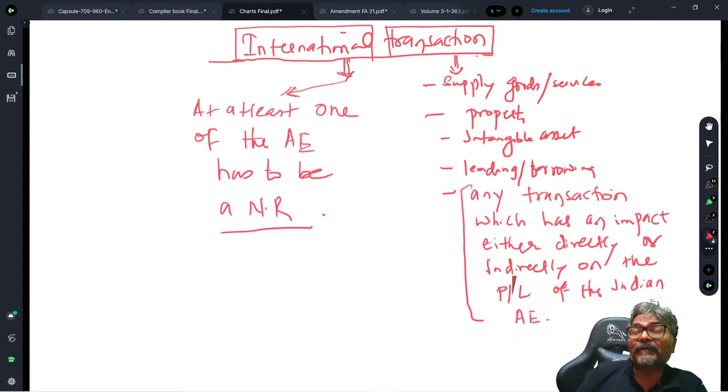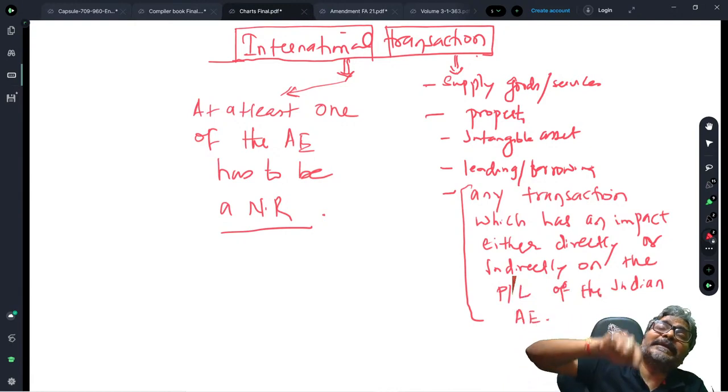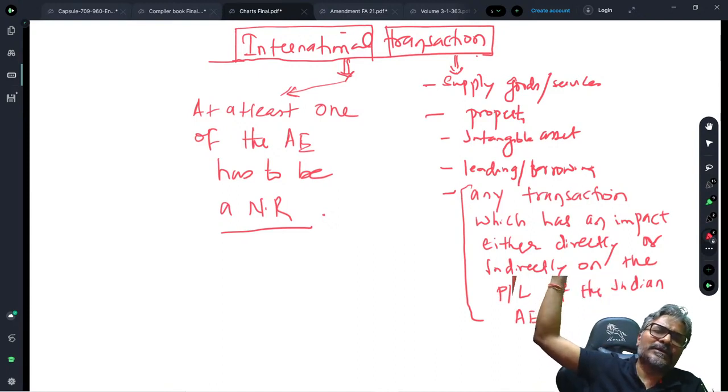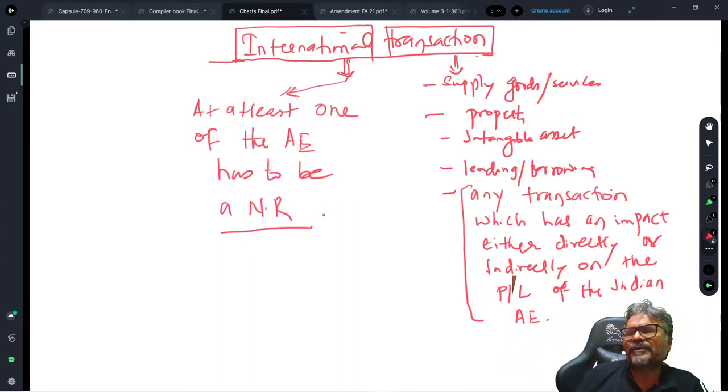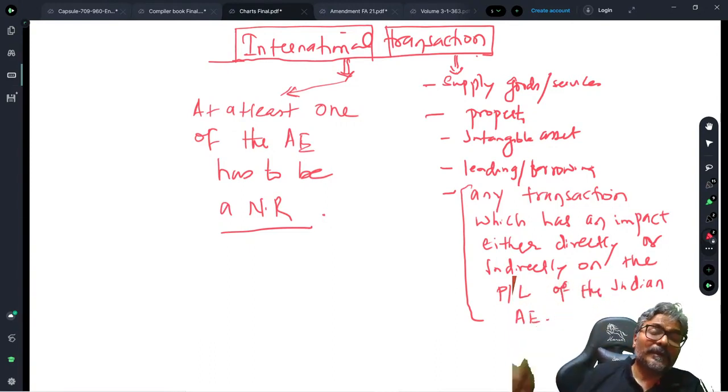In one of the RTPs of the ICAI, this question was covered. There was a case of the purchase of an asset by the Indian AE, which was a subsidiary company, from the holding company, which was US based. So there was a US based holding company transferring their asset to the Indian AE, that is the subsidiary company in India. This was at a price of rupees 10 crores. The price of the asset was rupees 10 crores. Second, this was plant and machinery.